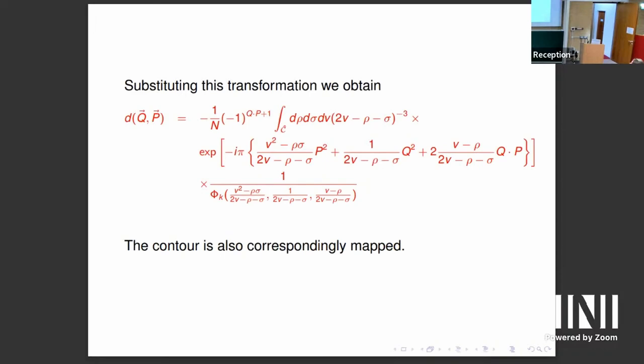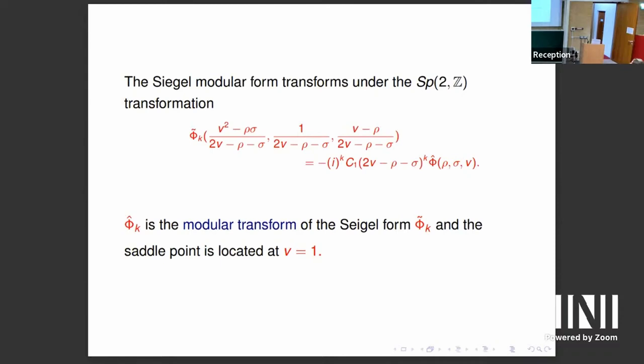Once you substitute that transformation into that degeneracy formula, it just becomes phi tilde of this. Okay. Now the contour is correspondingly mapped. And there is this very nice property of this Sp(2,Z) that under this transformation, it goes into another modular form. And it's the same weight. I forgot to put that K. It's the same weight, but it goes into another modular form. And the saddle point, in this form, is located at V equals one.